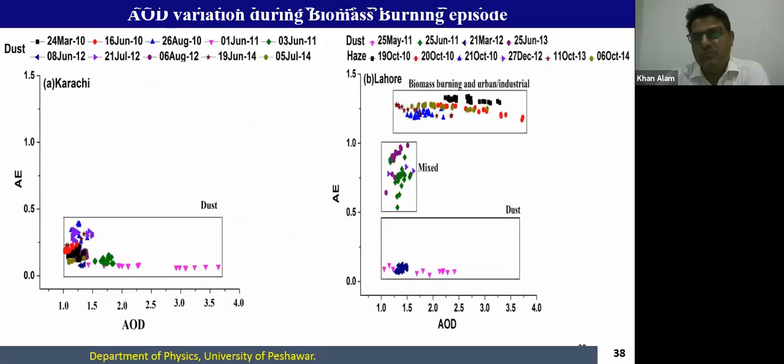So furthermore, the aerosol can be classified by aerosol optical properties like aerosol optical depth and Angstrom exponent. If we make a scatter plot or do some cluster analysis, then we can separate dust particles from biomass burning and urban industrial, and if there are some mixed particles, we can easily do this by AOD and AE analysis.